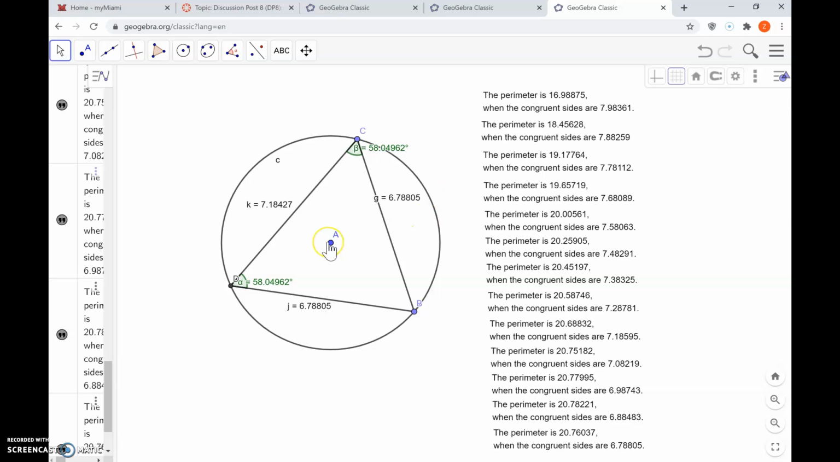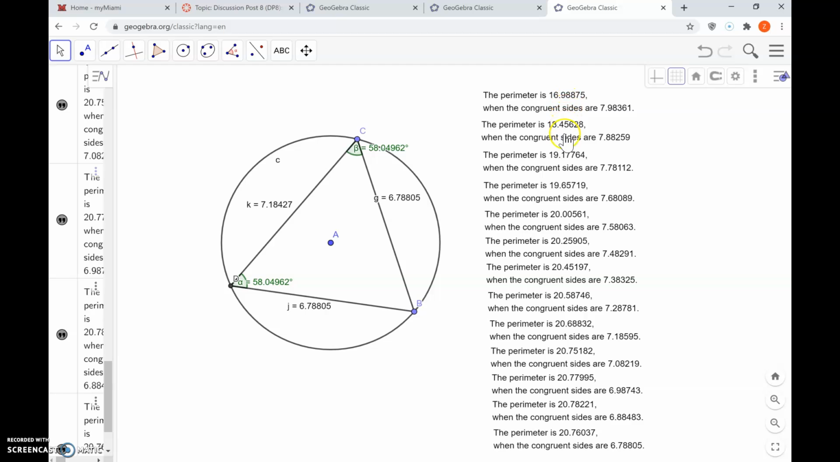And then I sat down, finally took the time, and I created this circle here, the same circle with radius 4. Then I used a bunch of lines and perpendicular lines to finally craft this isosceles triangle inside the circle. Then I started doing a guess and check kind of thing. Found when the congruent sides are 7.98361, the perimeter is here.